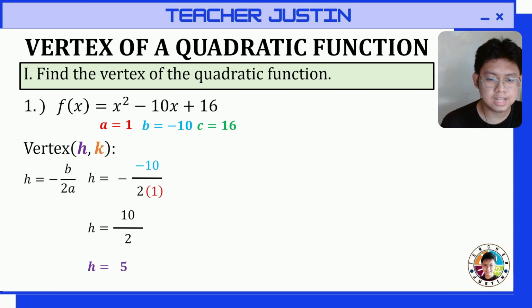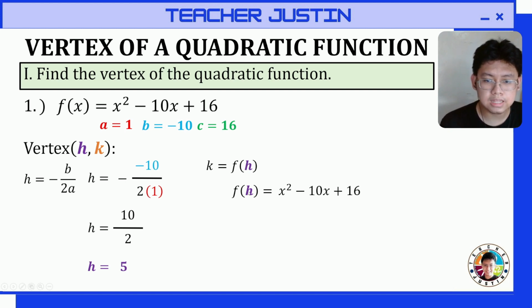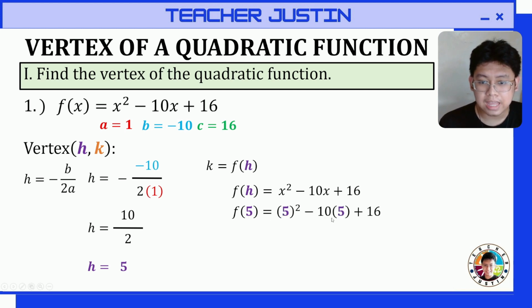Now, since nakuha na natin yung value ng h natin and it is an integer, we can use the formula k is equal to f of h. So, ang gagawin lang natin is we will copy the original function, x squared minus 10x plus 16, and papalitan lang natin yung x natin ng value ng h natin. So, in this case, papalitan natin yung lahat ng variable x ng 5. So, f of 5 is equal to 5 squared minus 10 times 5 plus 16. So, lahat ng variable x, pinalitan natin ng value ng ating x-coordinate.